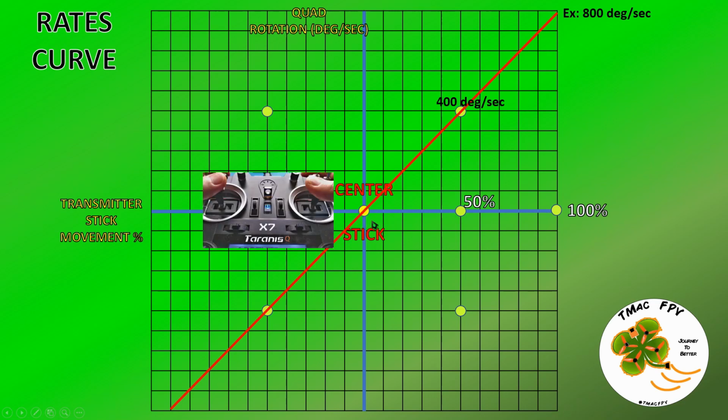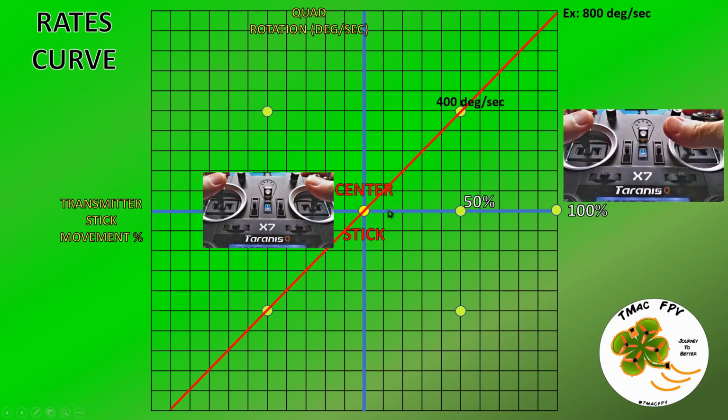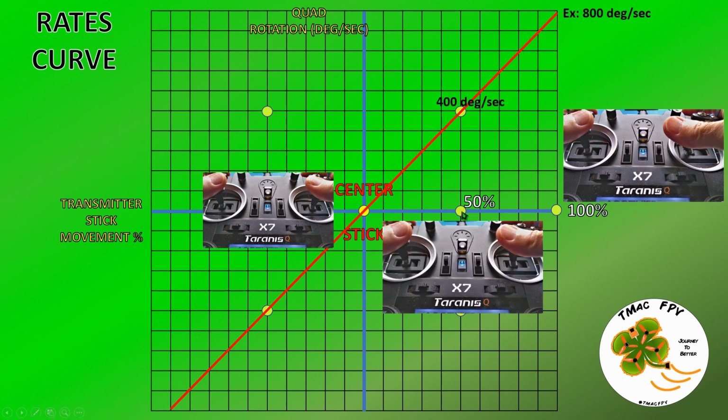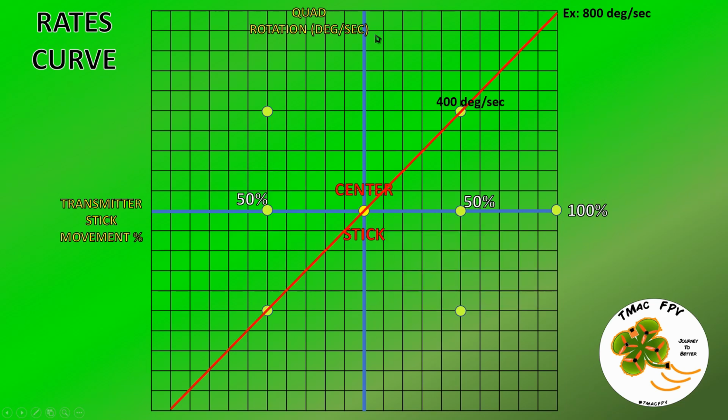At the origin or center of your two axes is your center stick position on your transmitter. The horizontal axis represents your stick position, and when at full stick deflection over here, it's at 100%. Therefore, when halfway deflected, it's at 50%. Your vertical axis is depicting how fast your quadcopter is reacting to your stick input at that particular stick position, i.e. how fast it's rotating around that particular axis, either the roll, pitch, or yaw axis in degrees per second.